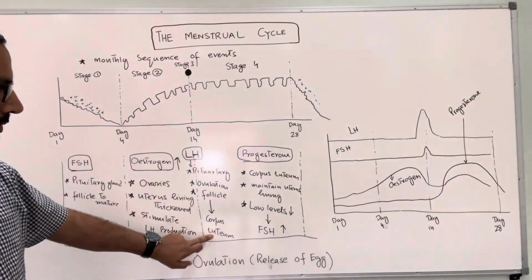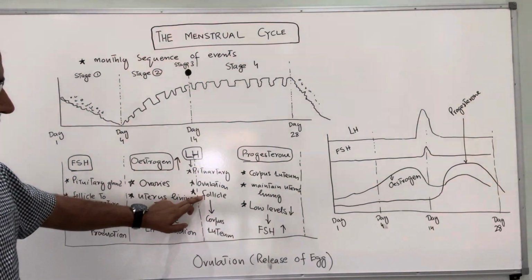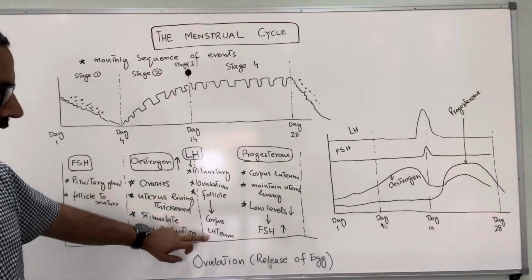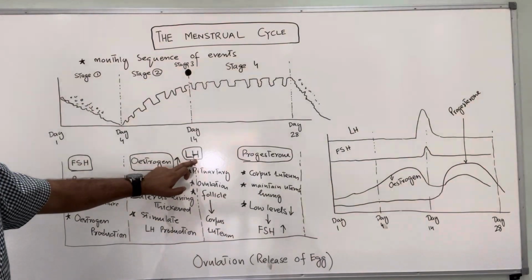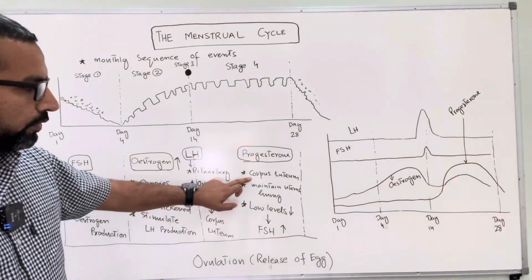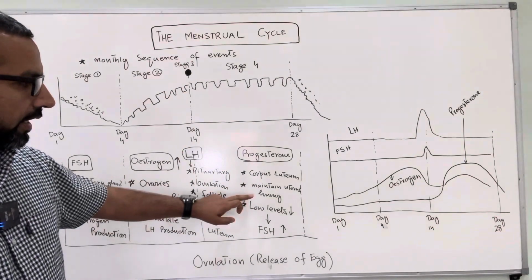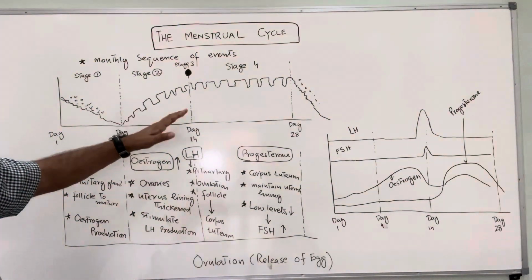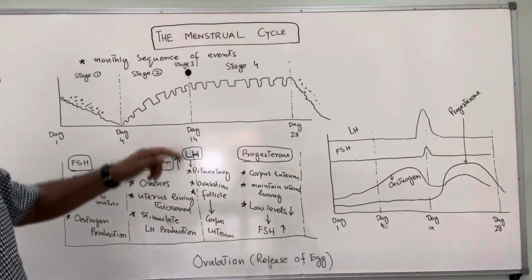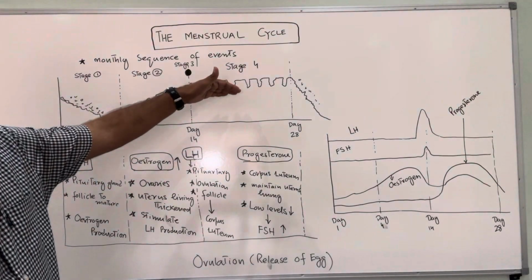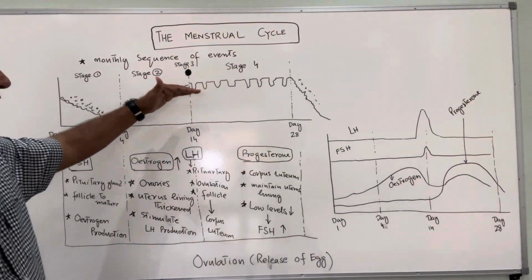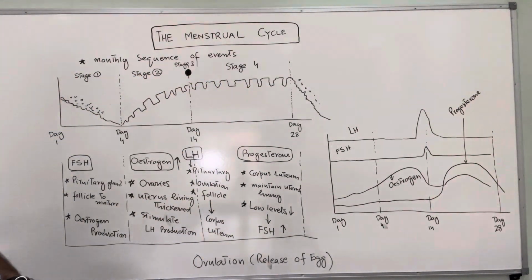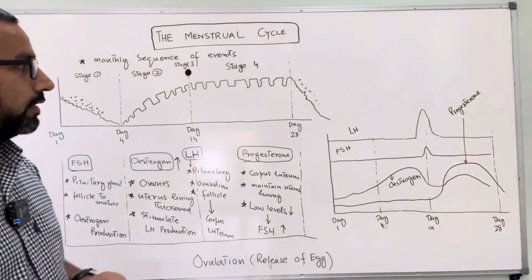So the corpus luteum is produced by the follicle, and which hormone stimulates and converts the follicle into corpus luteum? LH. So progesterone is produced by the corpus luteum, and its function is to maintain the uterus lining for 14 days. So if any fertilized egg is implanted in the uterus during that time, the uterus is ready for the implantation of the fertilized egg.